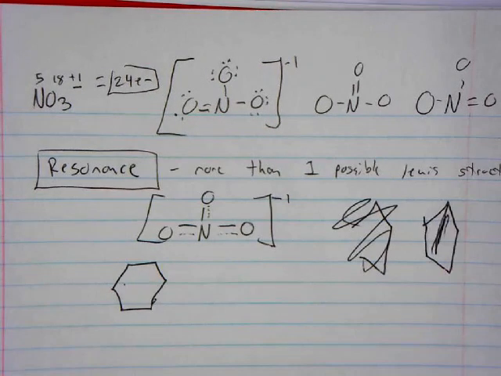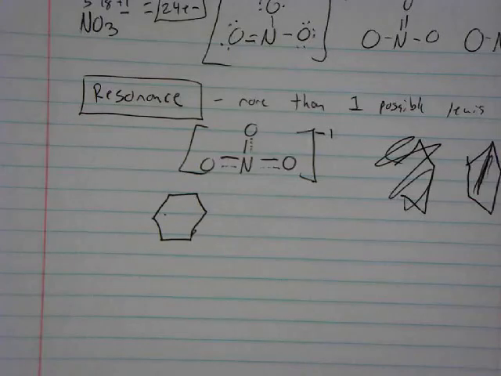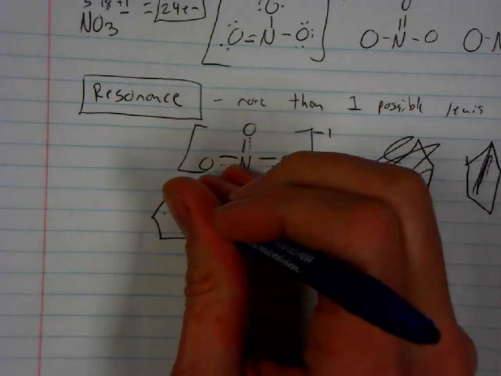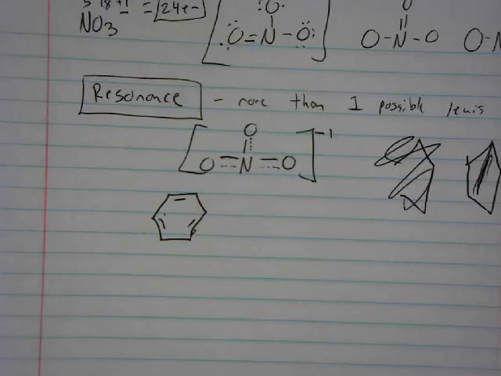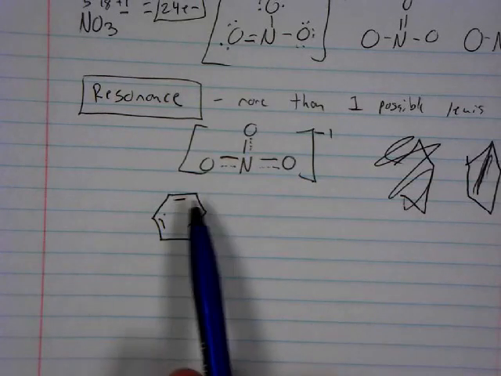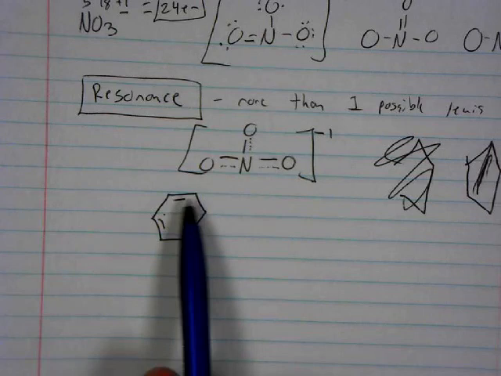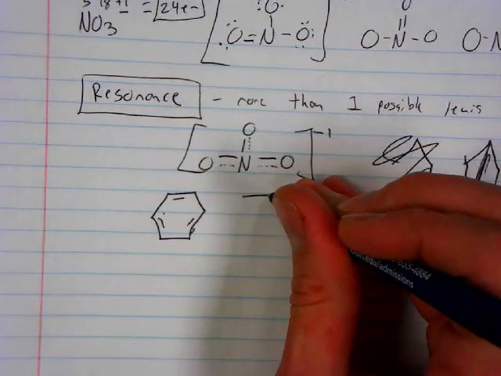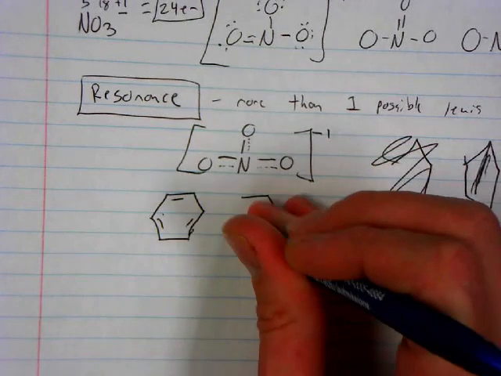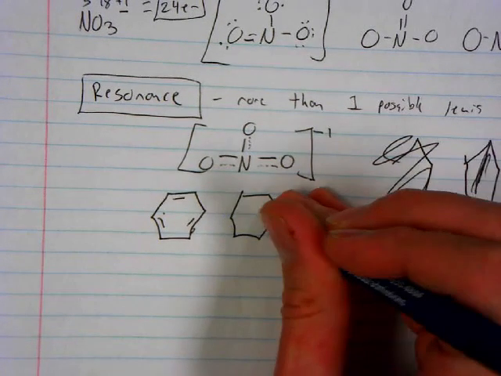Anybody know what this molecule is? Oh, wow, that was bad. I cannot draw a hexagon. That is a pentagon. Pentagon has 6 sides. 1, 2, 3, 4, 5. There it is. I'm trying to draw a hexagon.